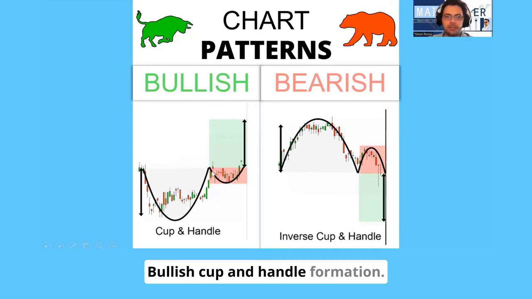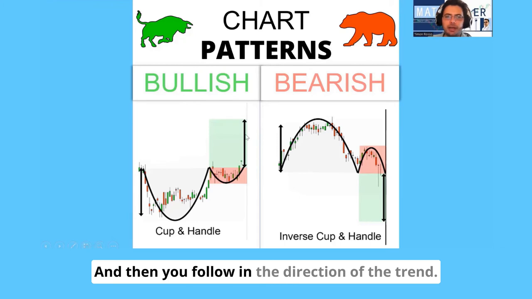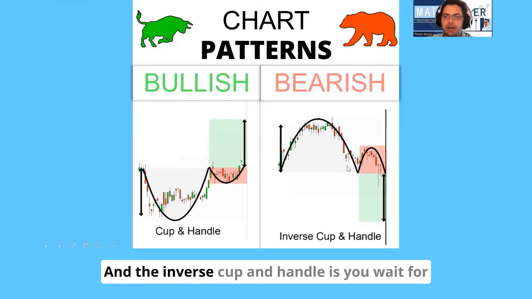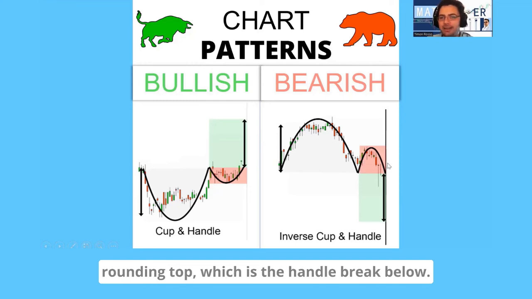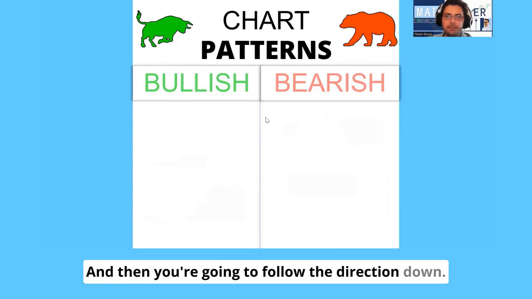Bullish cup and handle formation, you're waiting for the cup and the handle to form, break out, and then you follow in the direction of the trend. And the inverse cup and handle is you wait for a rounding top, which is the cup, and a small rounding top, which is the handle, break below, and then you're going to follow the direction down.